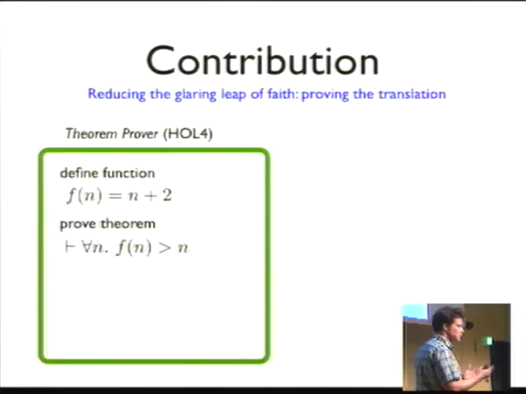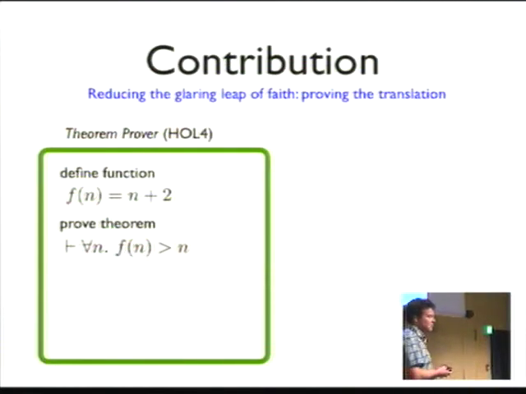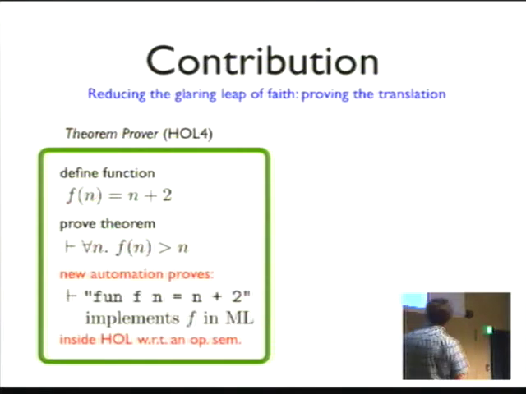We try to reduce this glaring leap of faith by doing more work inside the theorem prover. The users can go on defining their functions exactly the same way as they did, prove the same sort of properties, but our contribution is to have new automation inside the theorem prover, which does this translation inside the prover, and proves that the generated, in this case ML code, indeed implements the logic function, and proves this with respect to an operational semantics that lives also inside this logic.